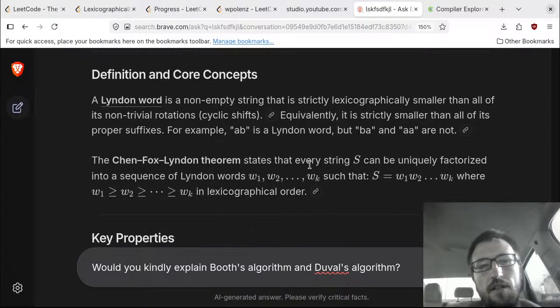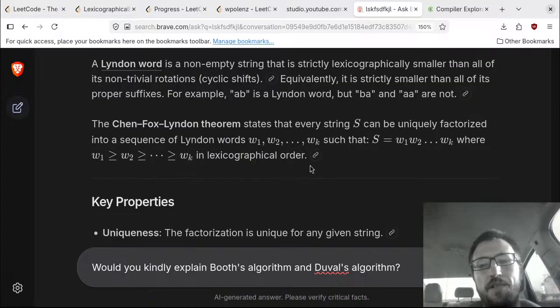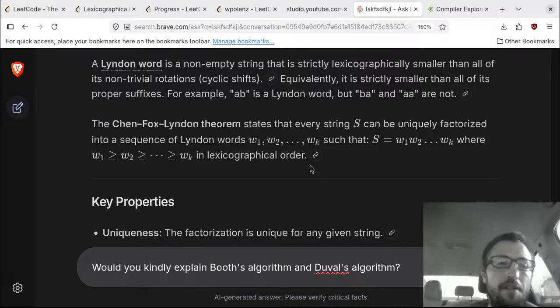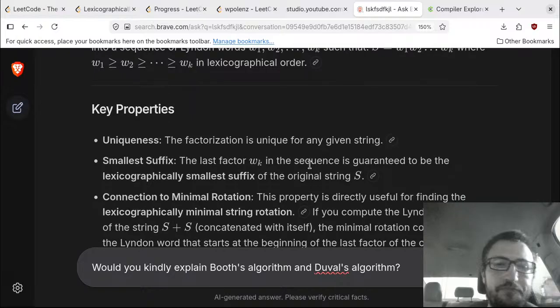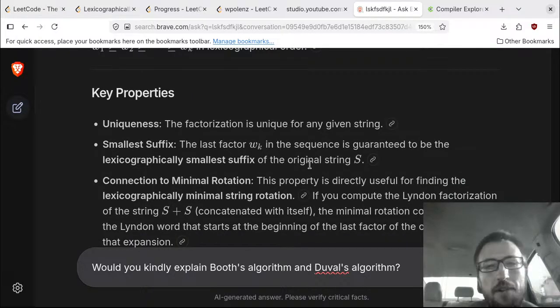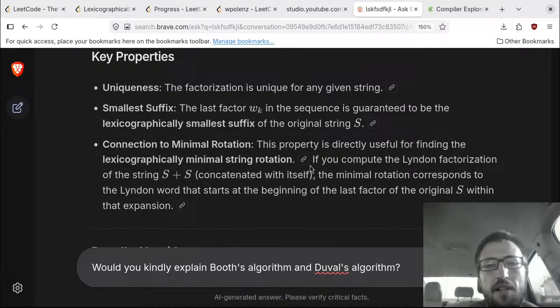The Chen-Fox-Lyndon theorem states that every string S can be uniquely factorized into a sequence of Lyndon words, such that S = W1 W2 ... Wk, where W1 ≥ W2 ≥ ... ≥ Wk in lexicographical order. Uniqueness: the factorization is unique for any given string. Smallest suffix: the last factor Wk in the sequence is guaranteed to be the lexicographically smallest suffix of the original string S.